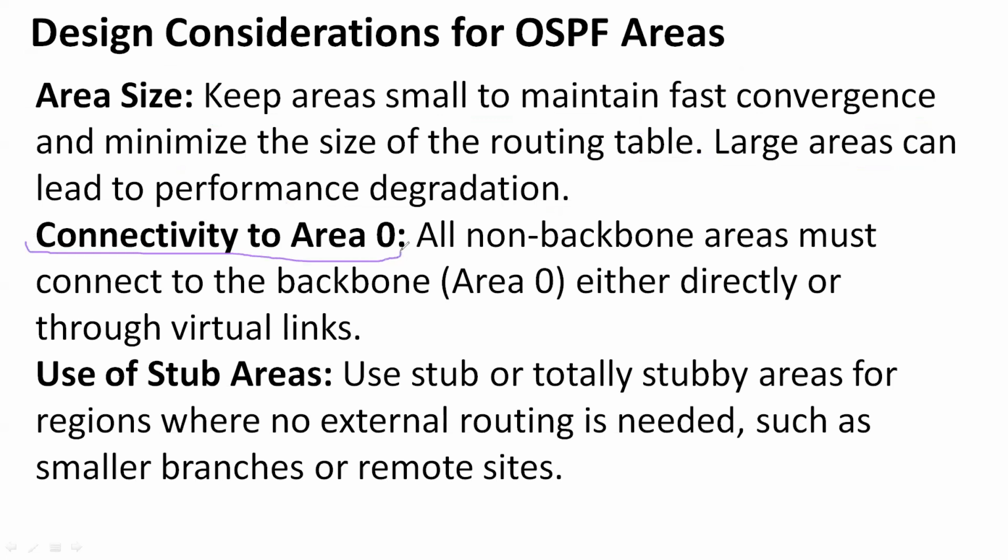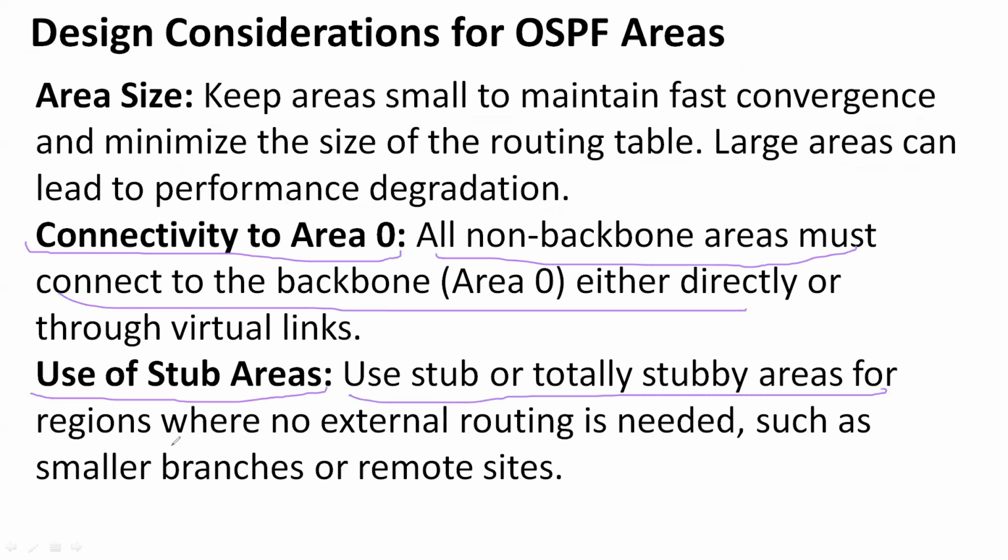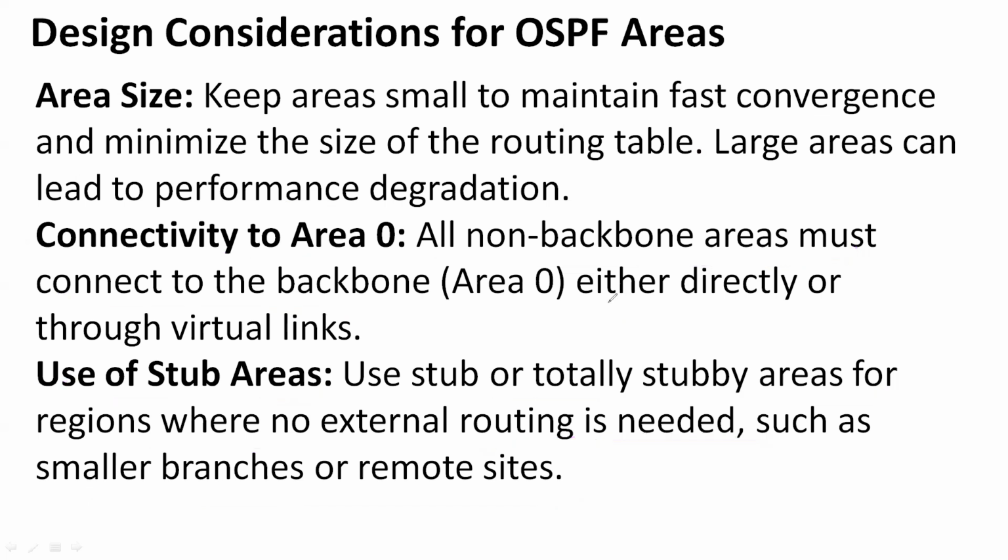And if I talk about connectivity to area 0, all the non-backbone areas must be directly connected to area 0. Okay, what is the use of a stub area? The use of a stub area is for regions where external routing is not needed, such as smaller branches or remote sites. That means we can filter out the external routing information. When there is no external routing information needed, we can filter it out by using stub areas, because that totally depends on the types of LSA. So if I want to reduce the load from the external routes, I can use stub areas. We will discuss stubby areas in depth in our upcoming classes. Till then, please hold on.